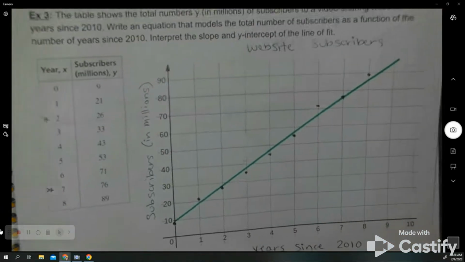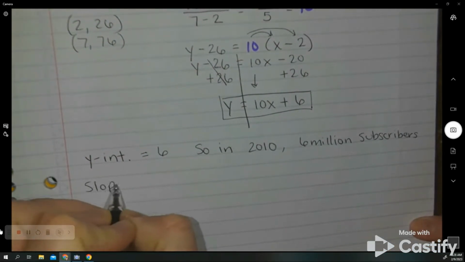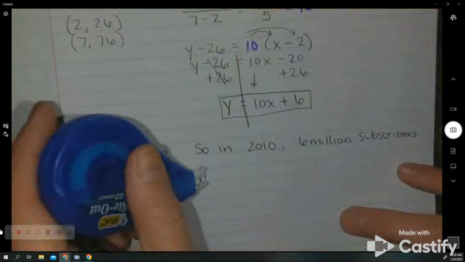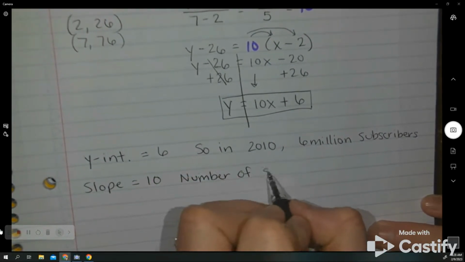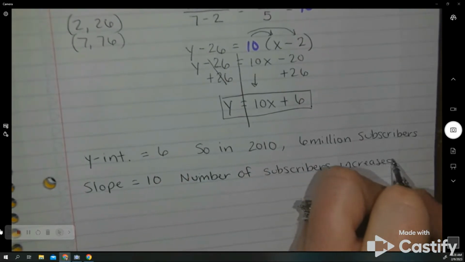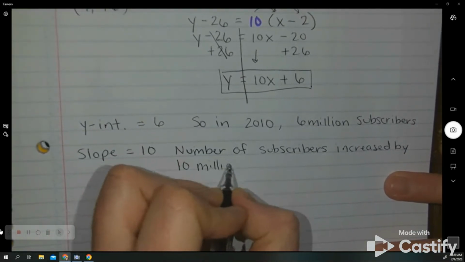And then if we look at our slope, right, that trend line slope that we found was 10. So the slope of 10, that means that the number of subscribers increased by 10 million each year.